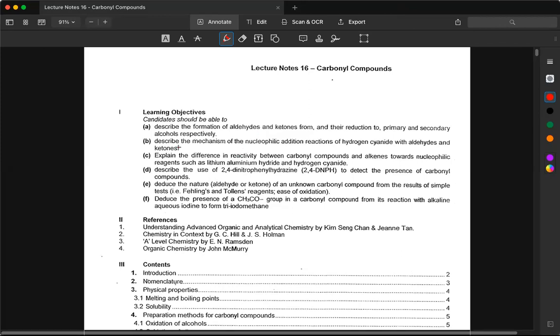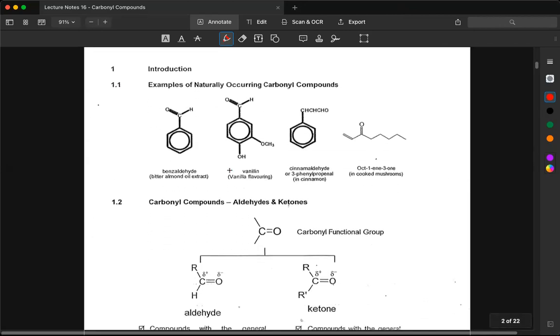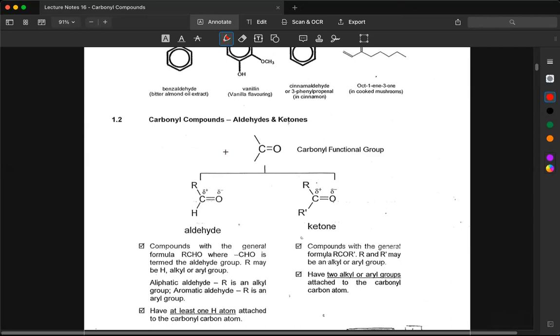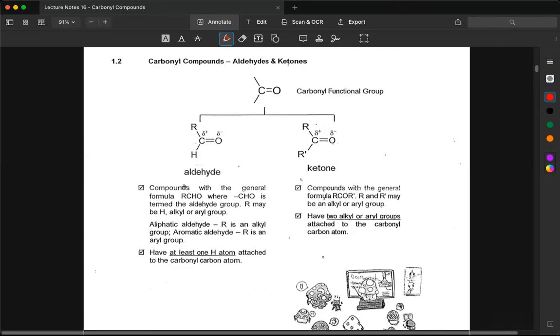Here are the learning outcomes for this chapter. Now, these are examples of carbonyl compounds found naturally. Okay, and for carbonyl compounds, we look at two types: aldehyde and ketone.